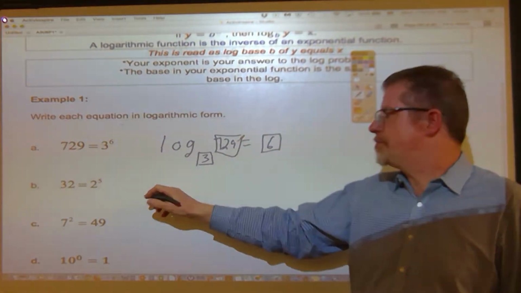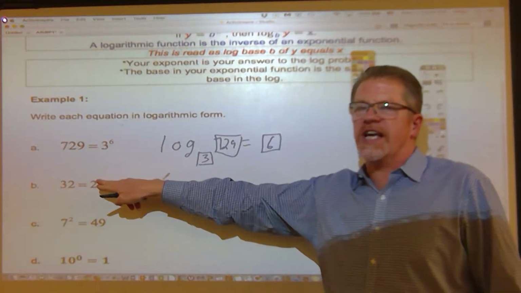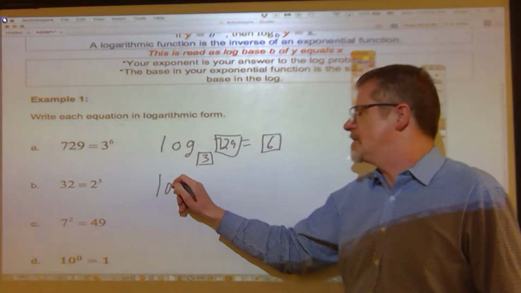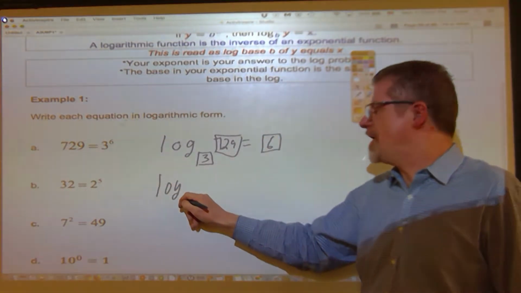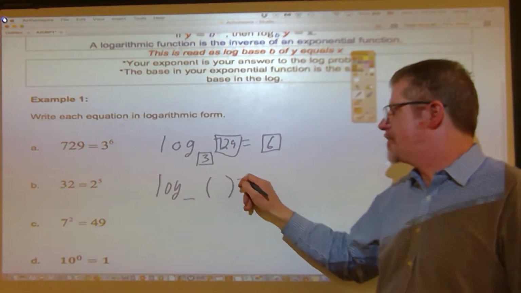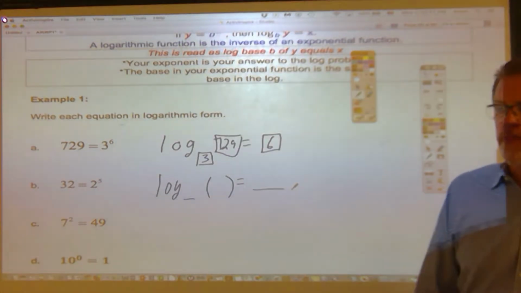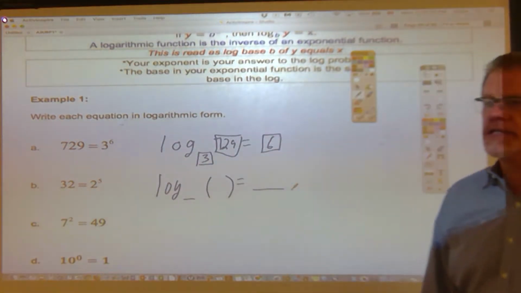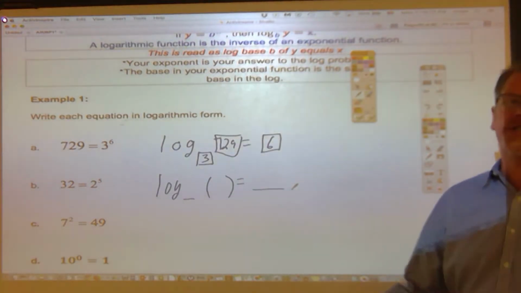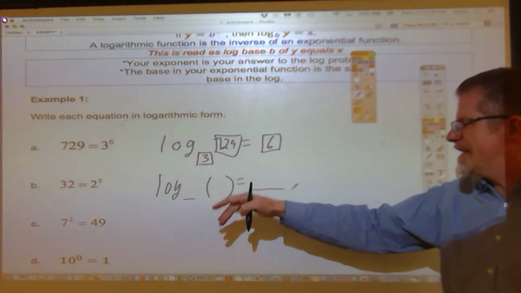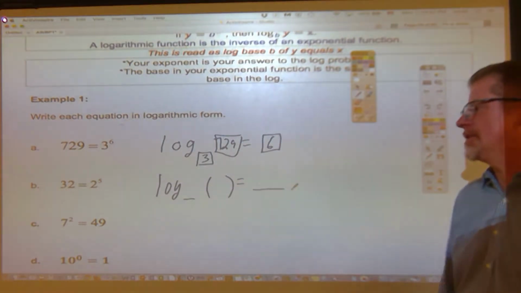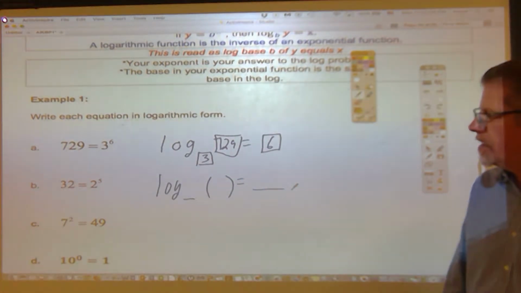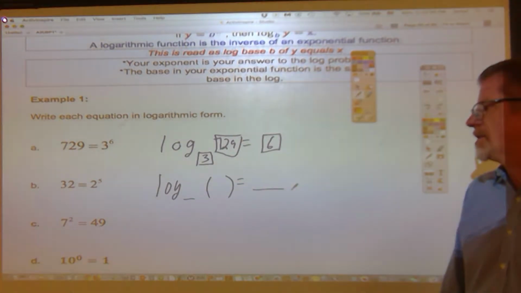Now, let's go to part B. Let's try it again. Write this exponential statement as a log statement. Log base something of something is something. Go ahead and try to position those three numbers into the right location. You may as well start with the exponent because a log is an exponent. When you're done, tell me what you think the correct answer should be.